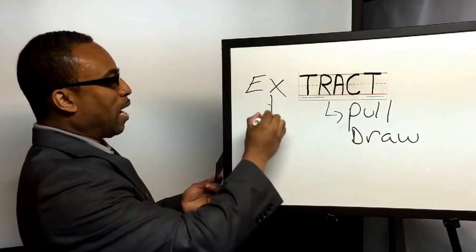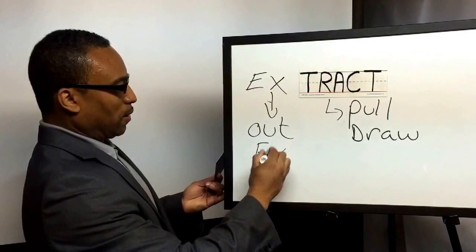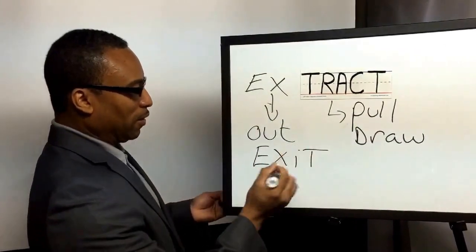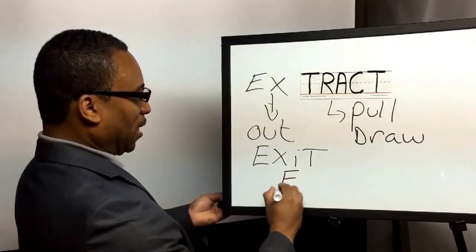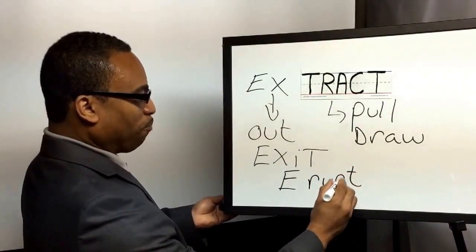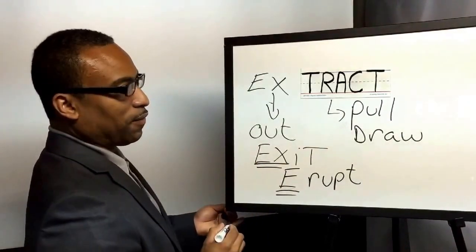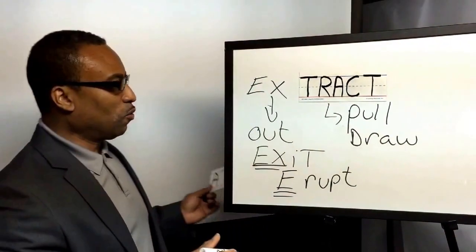EX means out, like exit. And sometimes even just E by itself, like erupt. The volcano erupted. It broke out. So E means out. EX means out of. I was expelled, put out of school, you see?